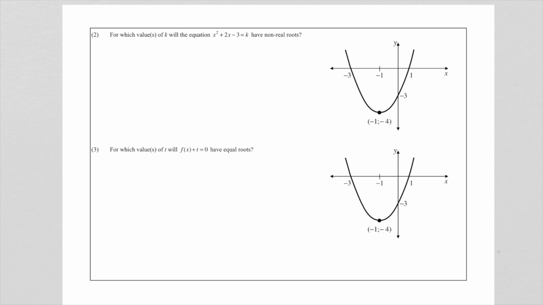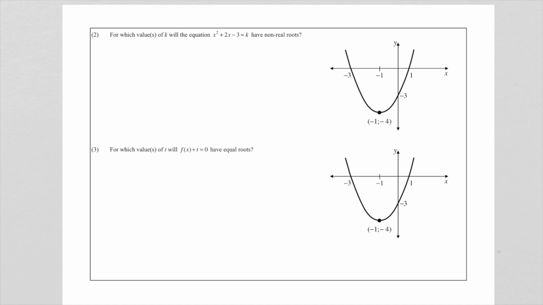In this question, they ask us for which values of k will this equation, and you will recognize this as the parabola, x squared plus 2x minus 3 equal to k, have non-real roots? Now, you hopefully remember from our previous lesson that we spoke about the non-real roots, the equal roots, and the two distinct roots. Now, for non-real roots, you will hopefully remember that we draw the horizontal line of y equal to k. We're going to draw it below the turning point. Remember our turning point (minus 1, minus 4). So we draw it below this turning point.